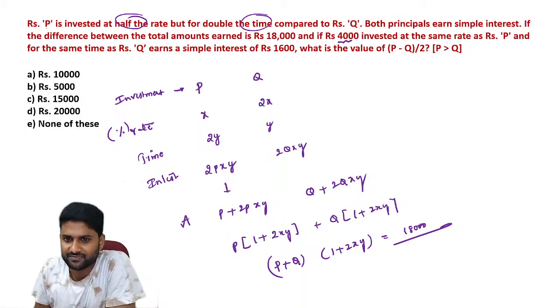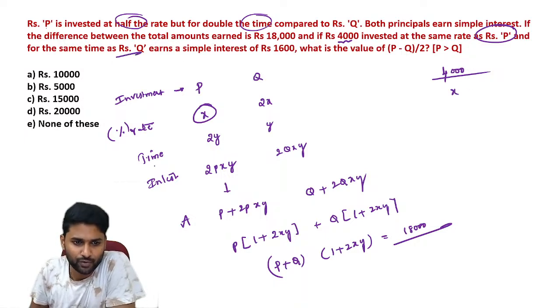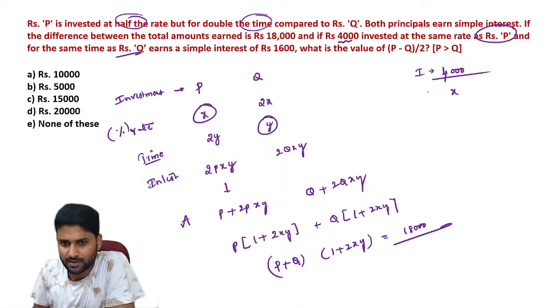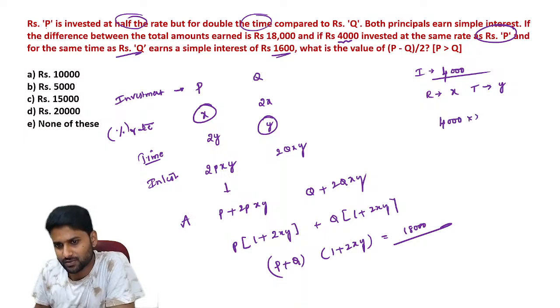Okay, let's go through the other comparison. We invest 4,000 rupees at the same rate as P. What is the rate of P? x. And for the same time as Q, what is the time of Q? The time of Q is y. Here the investment amount is 4,000, rate is x, time is y. They got a simple interest of 1600. So 4,000 into x into y is equal to 1600. The double zeros cancel, 4 by 10 times 4 is all about 2 and 5. Then xy is equal to 2 by 5.